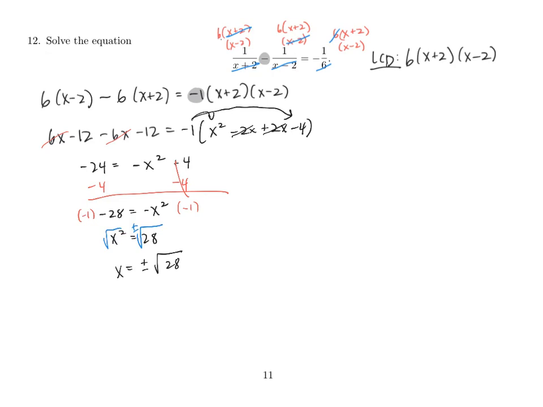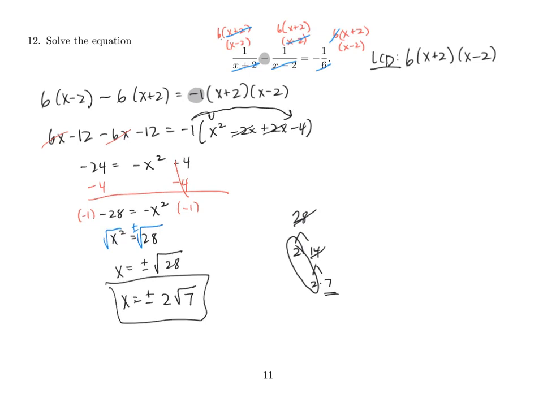And then 28 can be reduced, the radical. So we'll have 28, this is 2 times 14, this is 2 times 7. So the pair of 2's comes out and the 7 remains under. So we have x equals plus or minus 2 square root of 7. And those are our solutions.